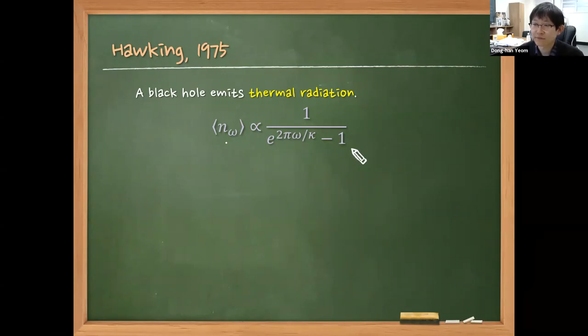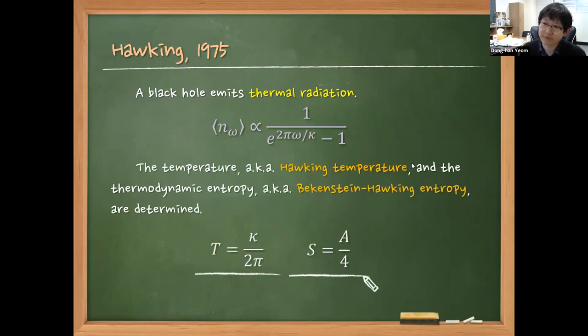So for a given omega energy, the number density at future infinity has this kind of form, which is very familiar, the so-called Planck distribution. In the Planck distribution, this exponential factor is exponential of omega over T. So the omega over T term is nothing but 2 pi omega over kappa. Therefore, from this, Hawking could read off the temperature, T equals kappa over 2 pi.